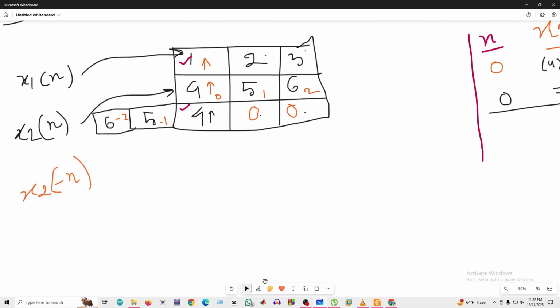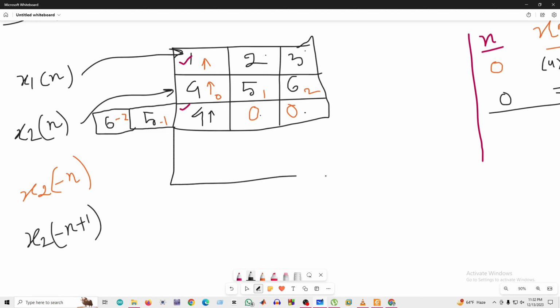Now you do the shifting. Let's say you shift 1 sample, so n plus 1, you do the shifting. I just extend the cell again.